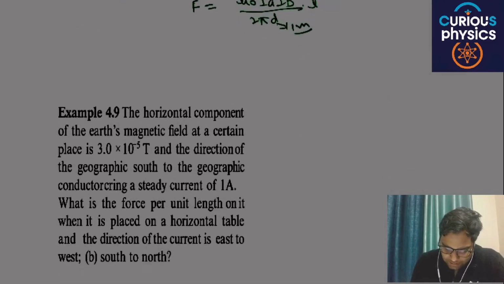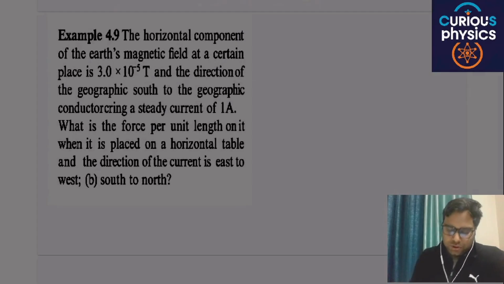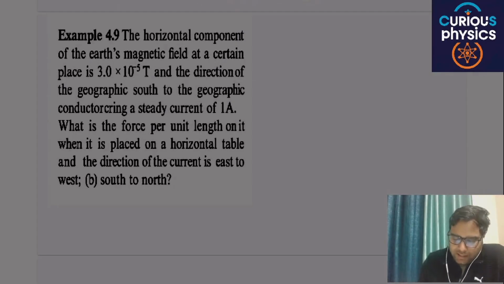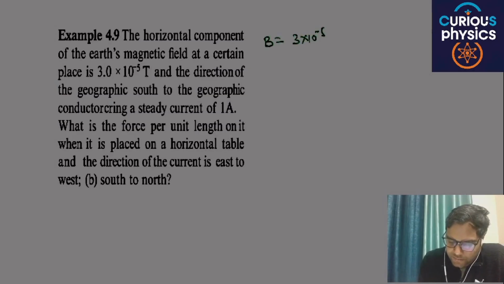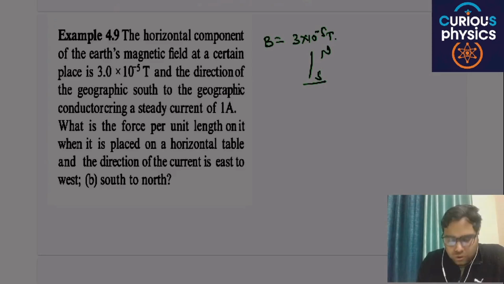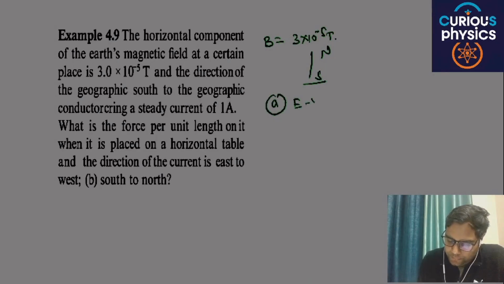Okay, next there is a question: the horizontal component of Earth's magnetic field at a certain place is 3 into 10 raised to power minus 5 Tesla, and the direction is from south to north. A wire is conducting a steady current of 1 ampere. What is the force per unit length on it when it is placed on a horizontal table and the direction of current is east to west? First case, the direction is from east to west and the magnetic field is south to north.